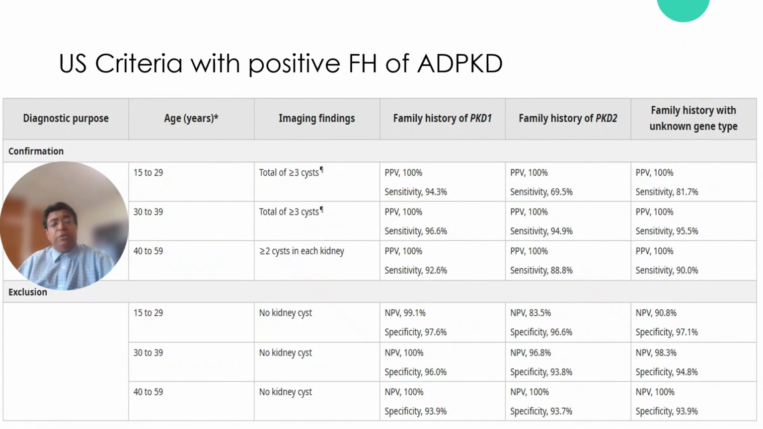If the ultrasound is not dramatic, not obvious, then certain ultrasound criteria have been developed based on collectively acquired data. If they have a family history of ADPKD and they're 15 to 29 years of age, then a total of 3 or more cysts would make you consider ADPKD. And the presence of ADPKD is actually quite likely, 70 to 95%. And if they're 30 to 39 years, also 3 or more cysts. Here the sensitivity is pretty much 95 to 97%. And if they're 40 to 59 years, the criteria is 2 or more cysts in each kidney.